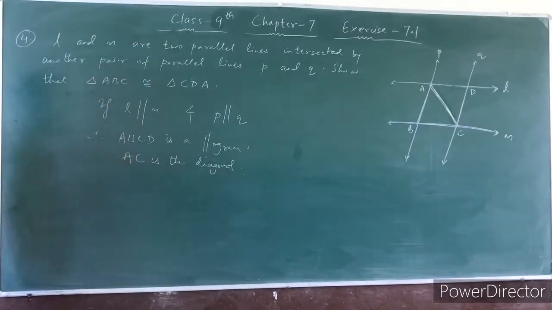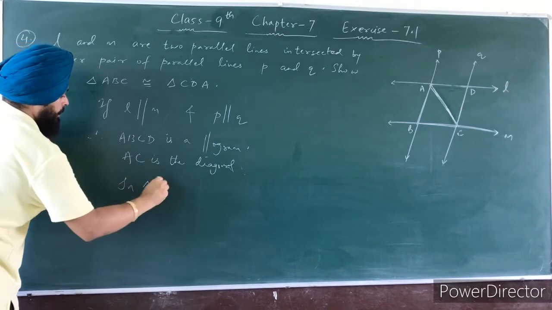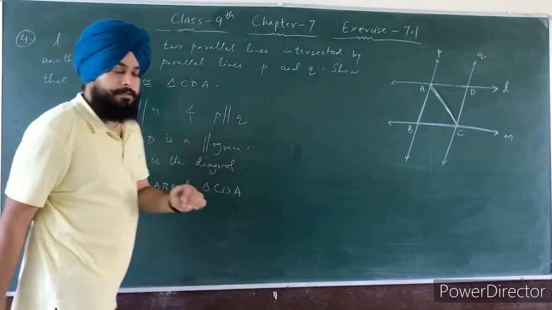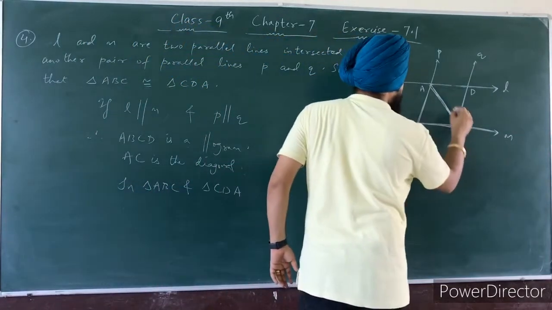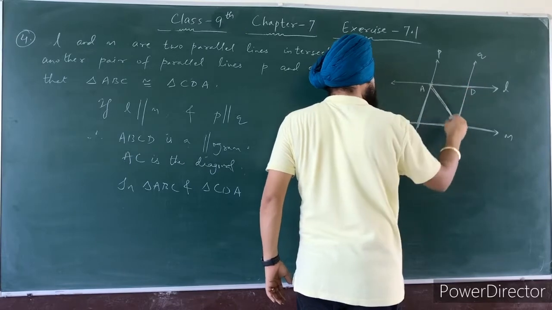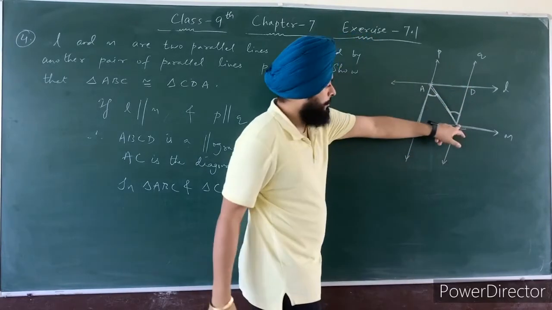AC is the diagonal. Now you can take the triangles ABC and CDE. The first check here: if this line is parallel to this one, then the angle of this one and this one are equal.